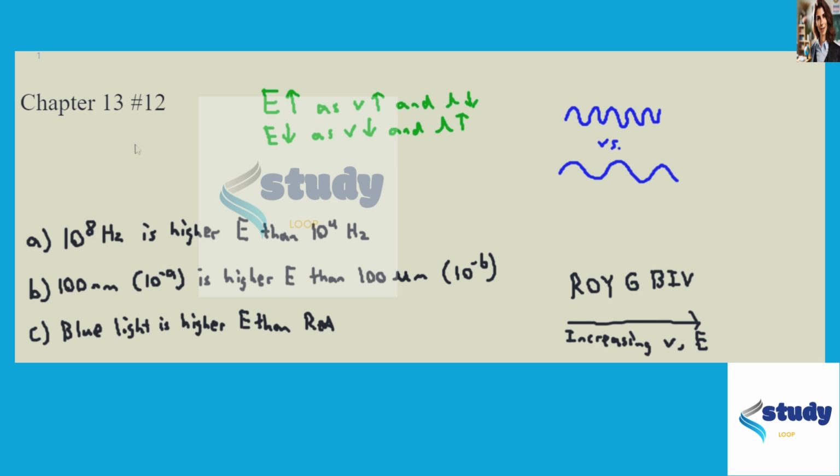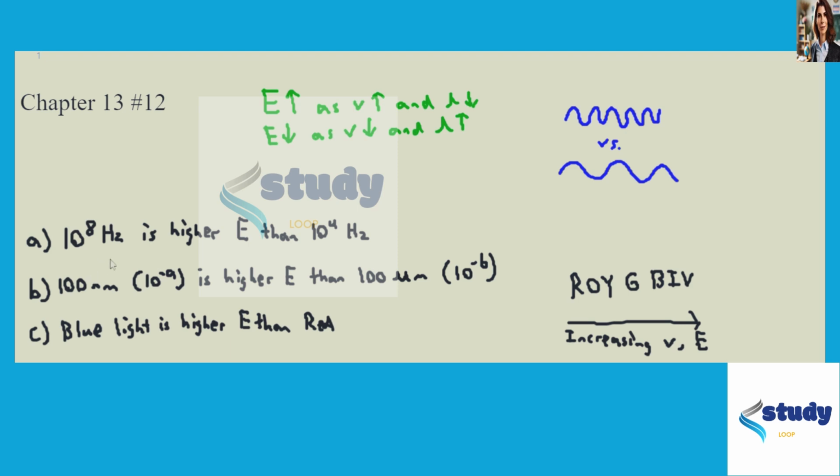And so for A, we're asked to compare light with a frequency of 10 to the 8 hertz and light with a frequency of 10 to the 4 hertz. And so if we remember that as frequency increases, energy increases, they're directly proportional. So 10 to the 8 hertz is a higher number than 10 to the 4 hertz, and therefore the 10 to the 8 hertz will be the higher energy light.